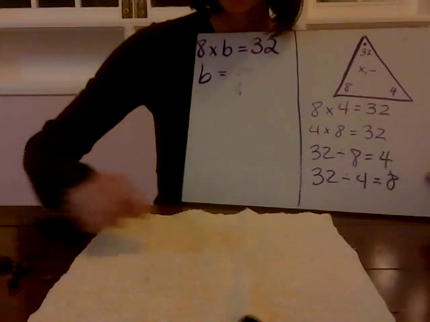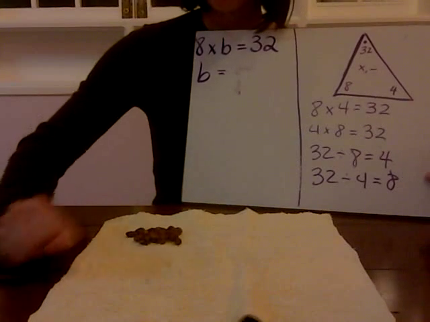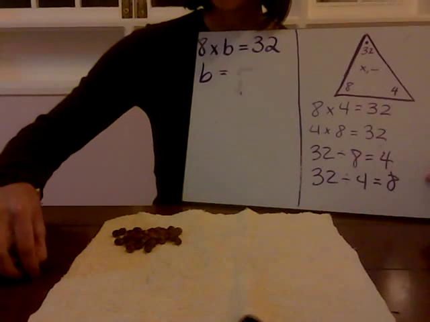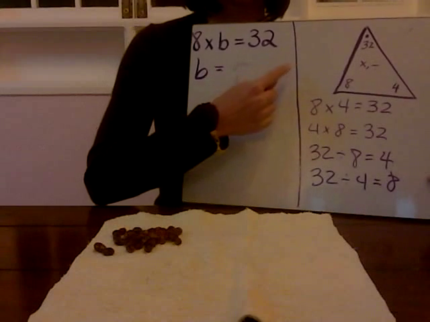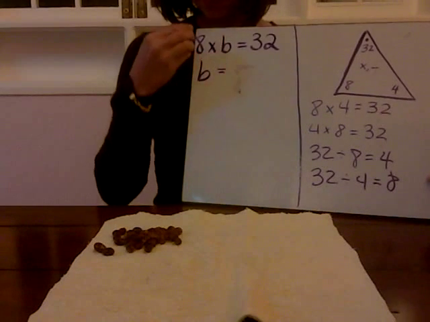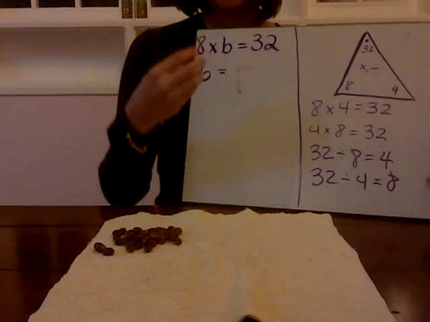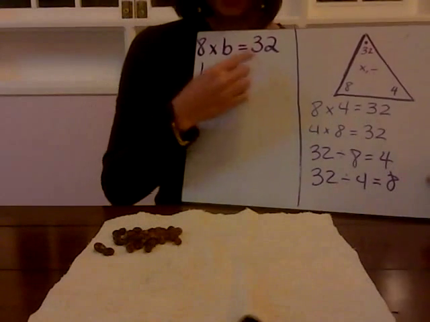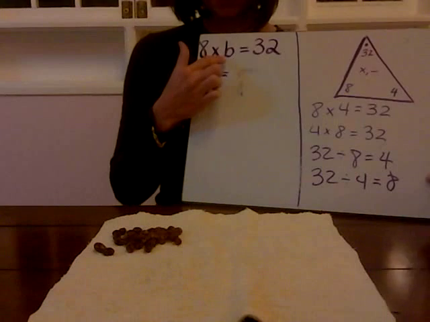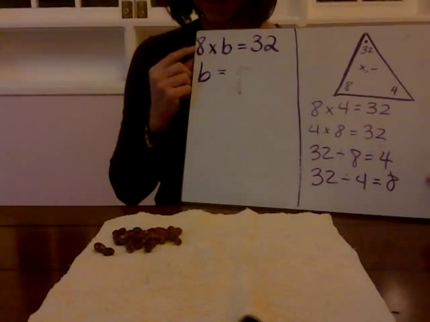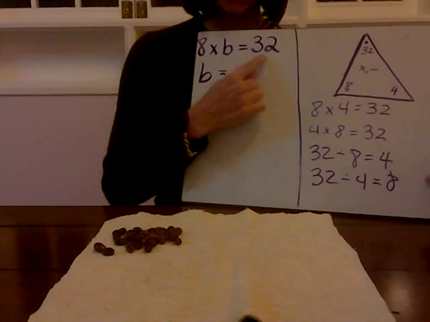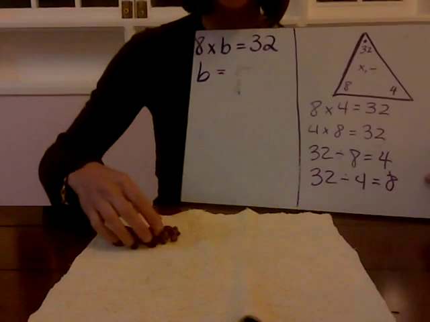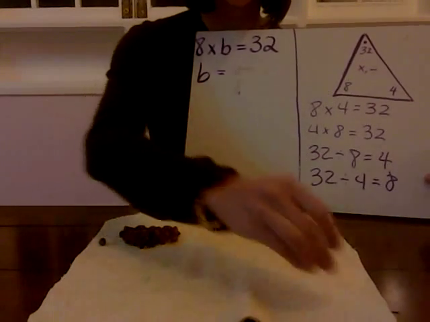So right here, I have 32 beans because I am looking for b, and I know that my total is going to be 32. I also know that when I multiply, I'm taking groups that each have the same number in them, and then I'm putting them together to find a total. Now, I don't have to find the total today, I have to find b. So I know that I have 8 groups, that my total is 32, but I don't know how many are in those groups. So I'm going to take 32 and I'm going to pass it out into 8 groups.